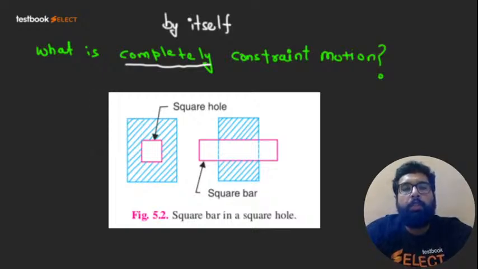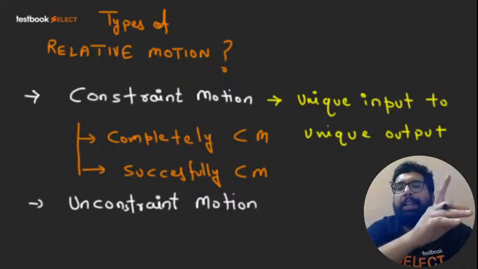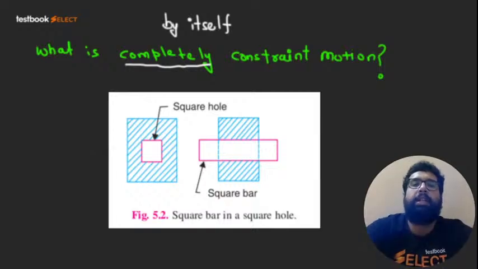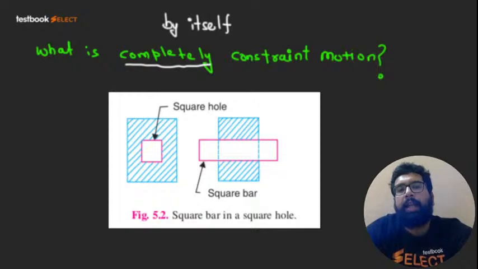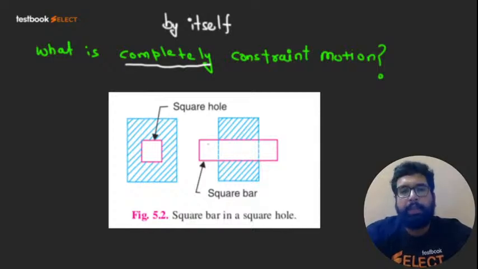Now when we are seeing completely and successfully, we need to point out the difference between them, that what is completely constrained motion and what is successfully constrained motion. Understood my point, beta? So what is the difference? Constrained motion, either successfully or completely, means for a unique input we are getting a unique output. But if we are getting the same by itself without any external intervention, that means the motion is completely constrained, right?